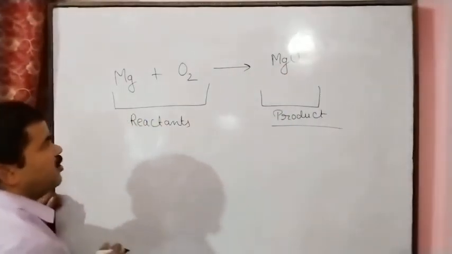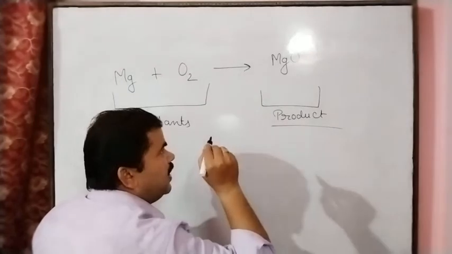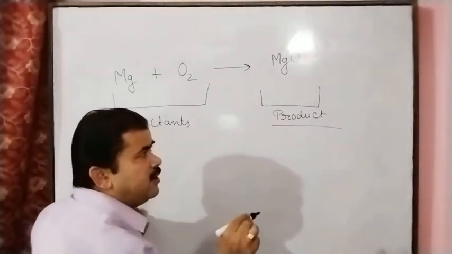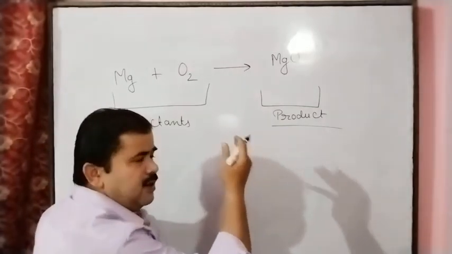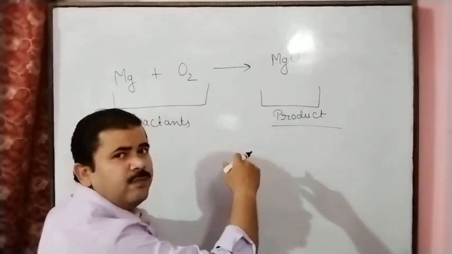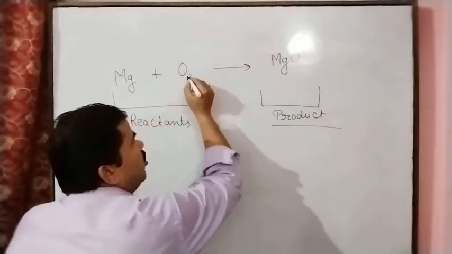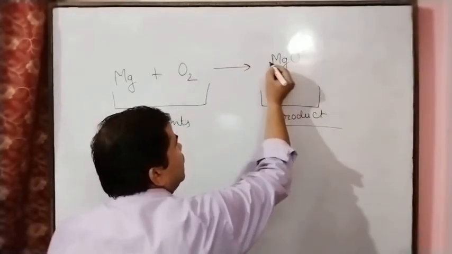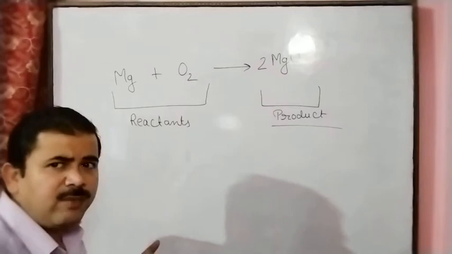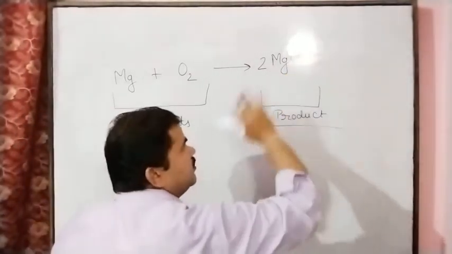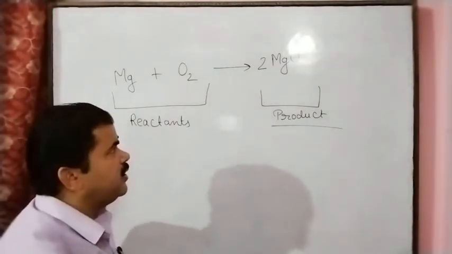So we will balance the oxygen. For balancing any element, we will write the number in front of the element or in front of the compound. Oxygen here is 2 and here only 1. We write the number for balancing only in front of the compound or in front of the element. Do not write it in between.